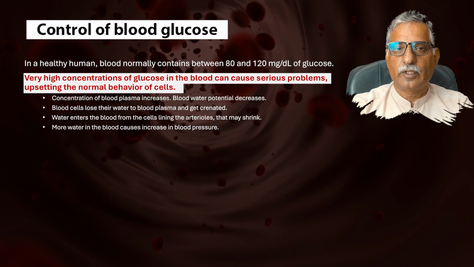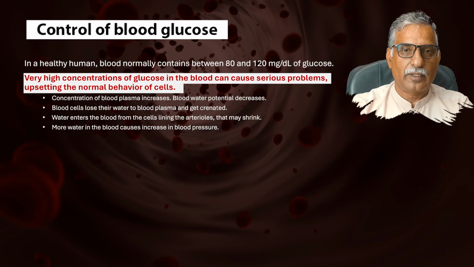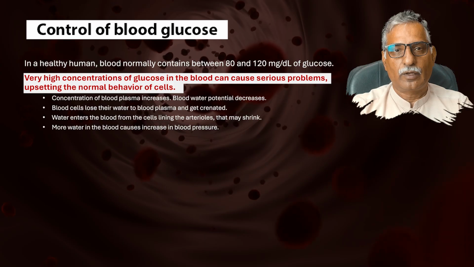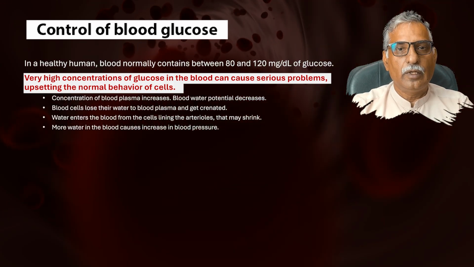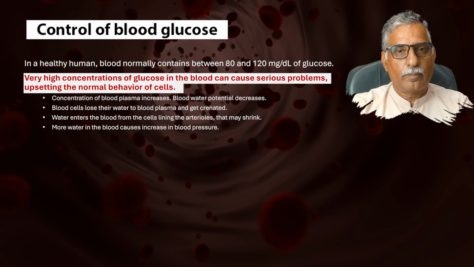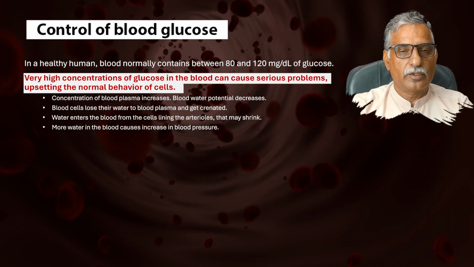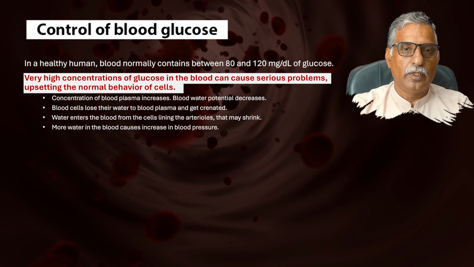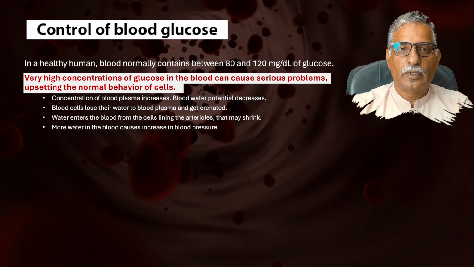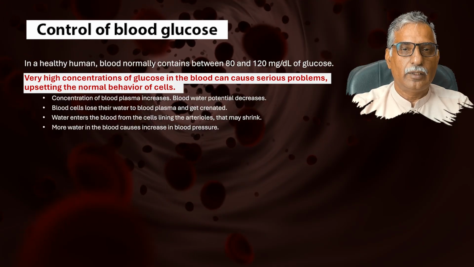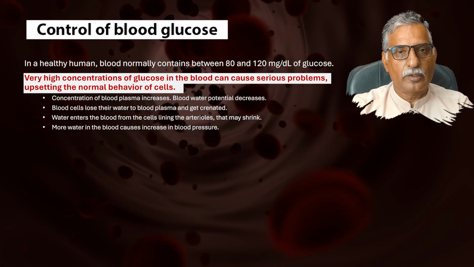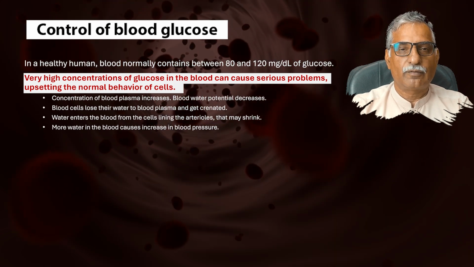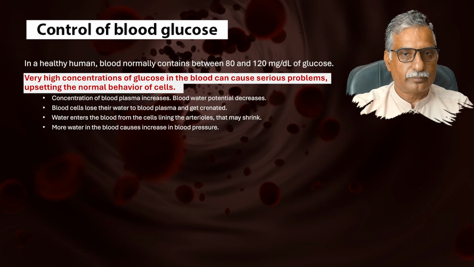Now, when the cells are losing their water to the blood plasma, they get crenated and will lose their working potential. If they are white blood cells, they will be weaker in their immunity power. If they are red blood cells, oxygen transport may be affected. If the cells lining the wall of arterioles lose water to the blood plasma, they will shrink the blood vessels, the lumen diameter may decrease, and it can also result in reduction in the elasticity or flexibility of the arterial walls.